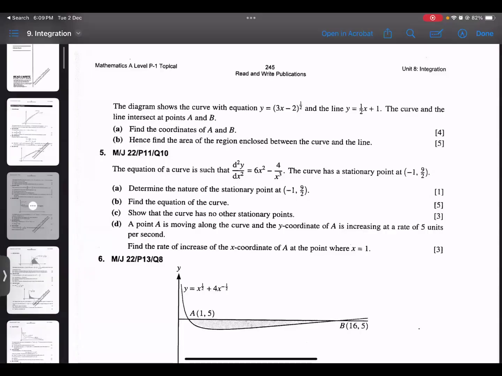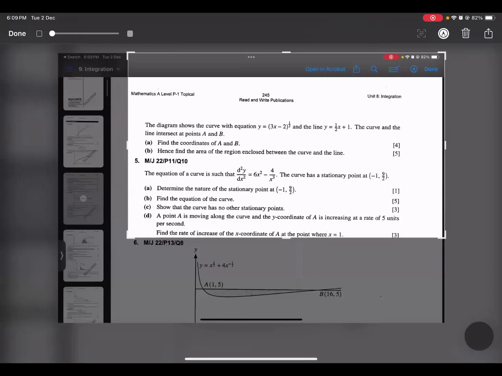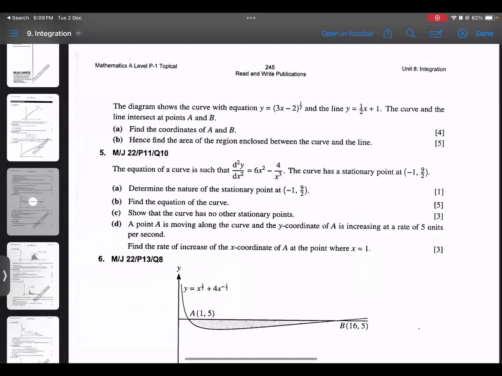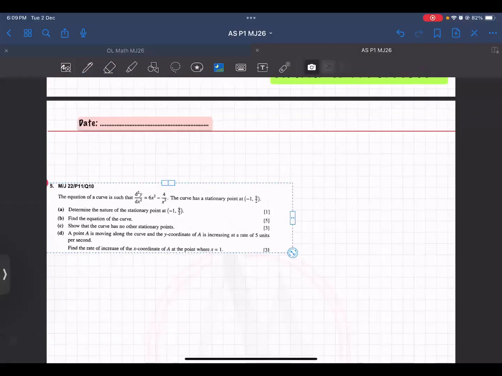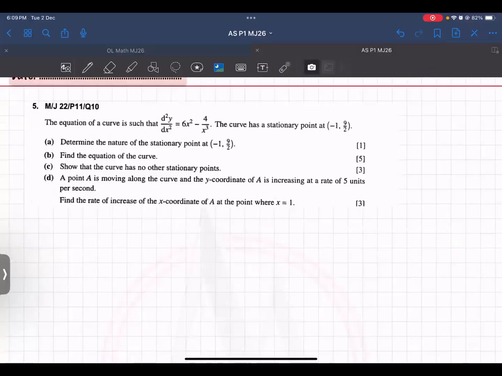Okay, look at this. Parts A, B, A, C, and D are not of concern, that is differentiation. The second part B is the thing we need to do. They have given you the double derivative, which is 6x squared, and if we move the x cube above, this would become 4x power minus 3.